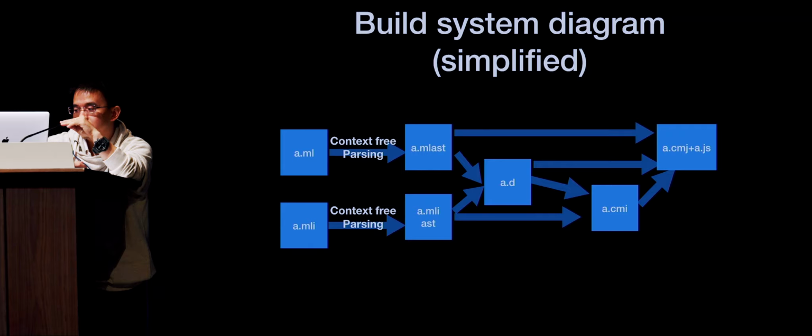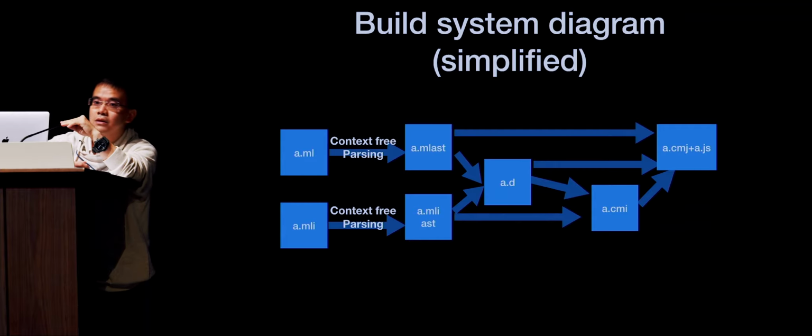Then we take the binary AST and generate the dependency file, which is called a.d. a.d lists all the modules which A depends on. So the build system will build its dependencies first, and then with all dependencies built, we try to build a binary interface file, a.smi, and once you get a.smi, then the compiler will do the real compilation. The real compilation compiles the binary AST of a.ml into a.js.